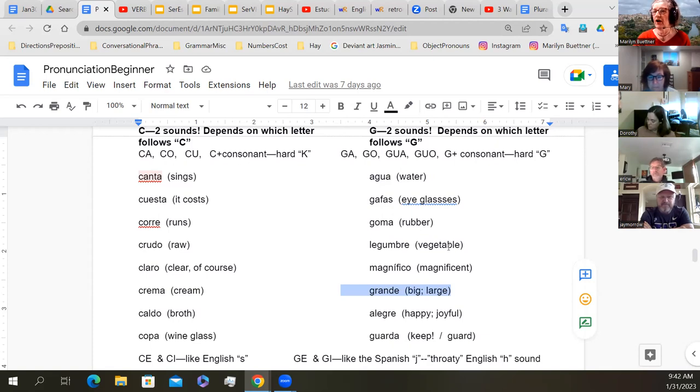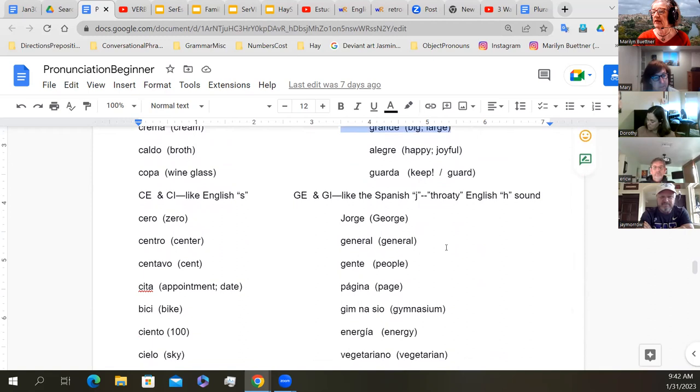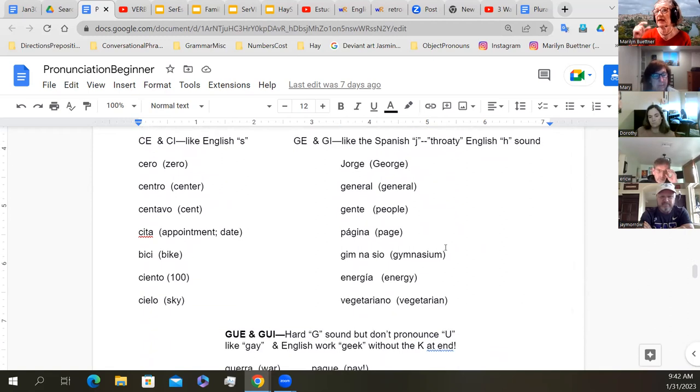We're going to look at the soft sounds for C and G because, again, they're going to follow the same kind of pattern. And that is if the letter after C is an A, the letter E, or E, the letter I, it gets a soft sound, which means an S, the exact same thing as the English S, an S sound. Okay. In Spain, it gets a slightly different sound.